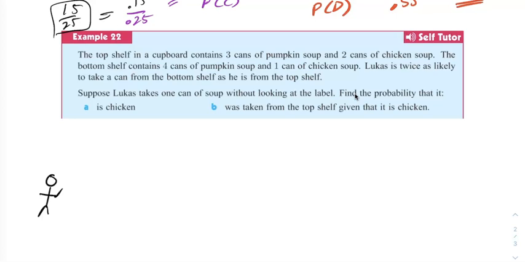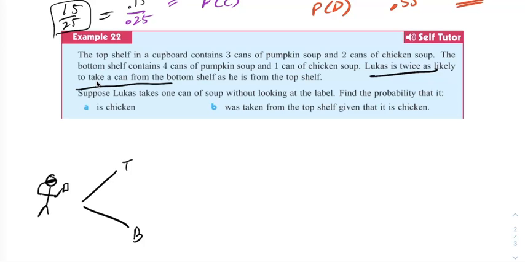So this is him covering his eyes and picking a thing at random. So we could go top shelf or bottom shelf. So we'll go top, bottom. Probably should put T and B. Now he's twice as likely to pick the top shelf as a bottom shelf. No, bottom shelf and top shelf. Twice as likely to pick the bottom shelf as the top shelf.